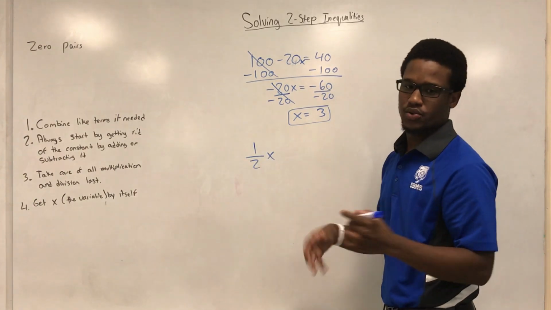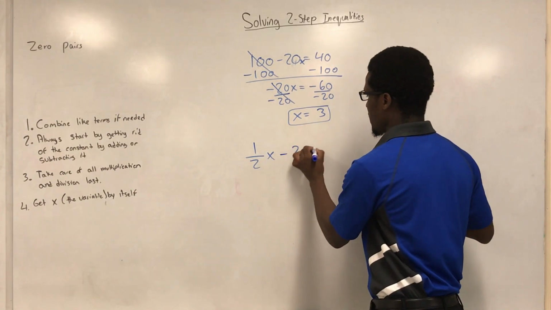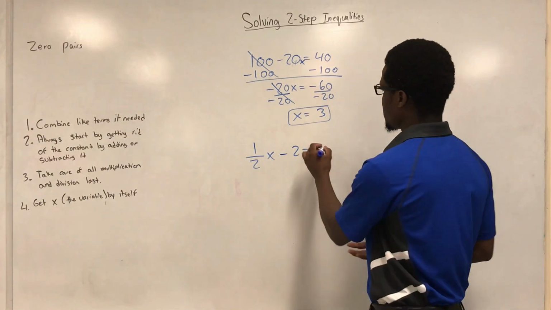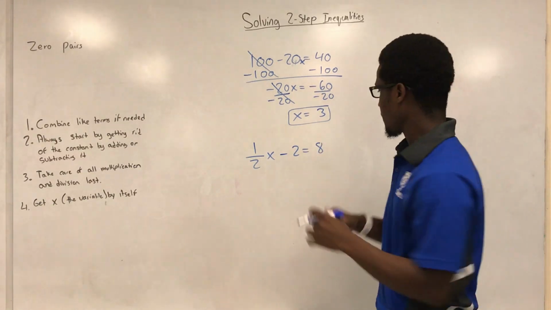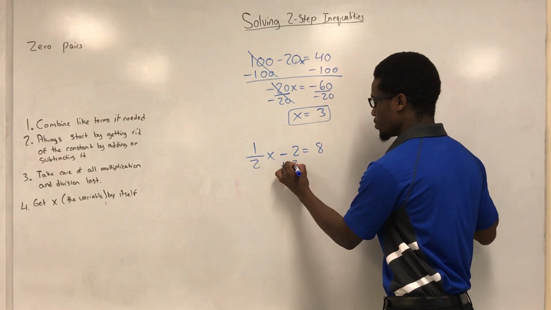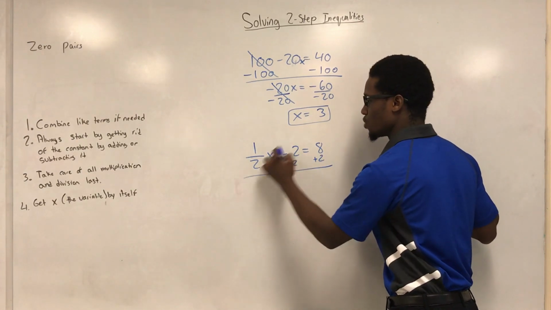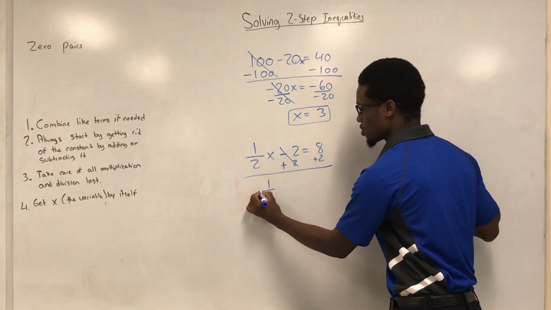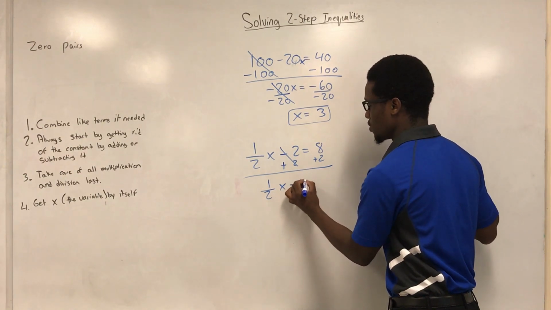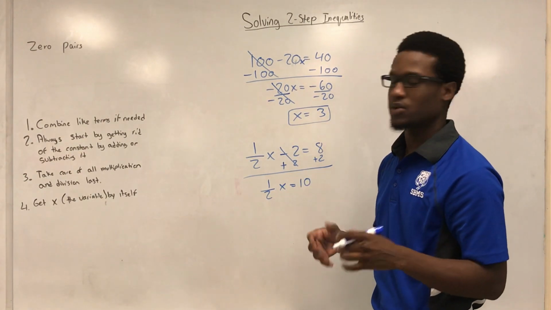Now, these are the ones that students struggle with most, but I don't want you to be intimidated by these. Just follow the same rules, okay? I'm going to add 2 and add 2 because you want to get rid of your constants first. So half of x is going to be equal to 10.